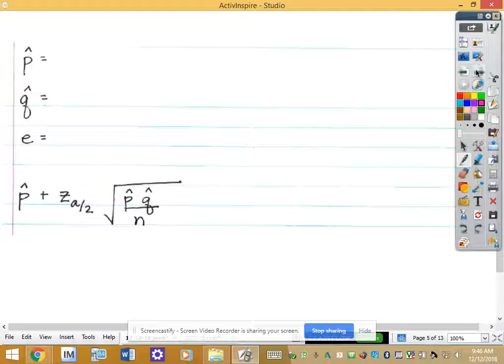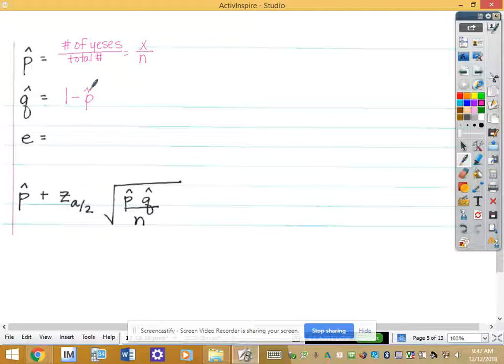Well, what is P? P is the number of yeses over the total number. Many books write this as X over N. Now for us, when we're doing our project, we're deciding what our yes is, and then we're taking that number and dividing by the total. That's what we did in the Google Sheets to find P. Also remember that Q hat is 1 minus P hat, or 1 minus P. That formula has not changed, and you will be able to use that as well.